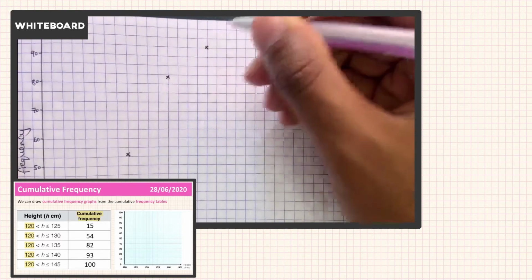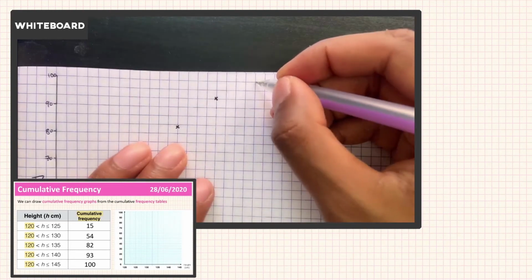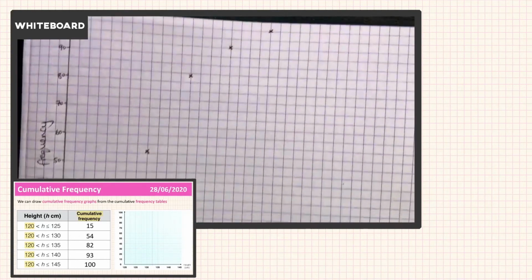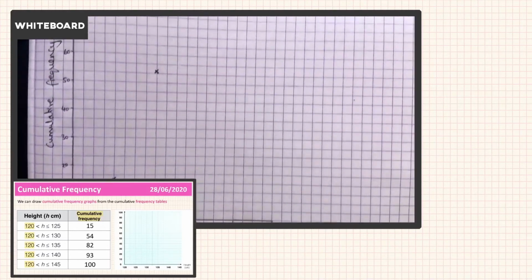And obviously my last point would be 145, which would be right on the end there. Okay, so now if you look, I've plotted all of my points in my cumulative frequency graph. All of the points are plotted.